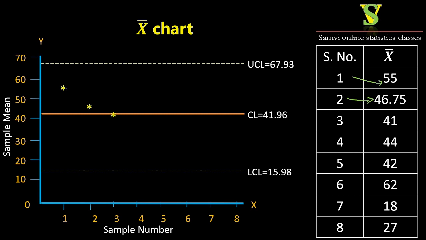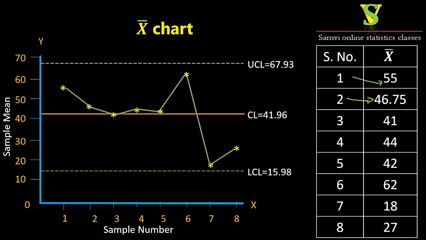For 3, 41. For 4, 44. For 5, 42. For 6, 62. For 7, 18. And for 8, 27. Then join these points by using a straight line like this. This type of presentation is known as X-bar chart.